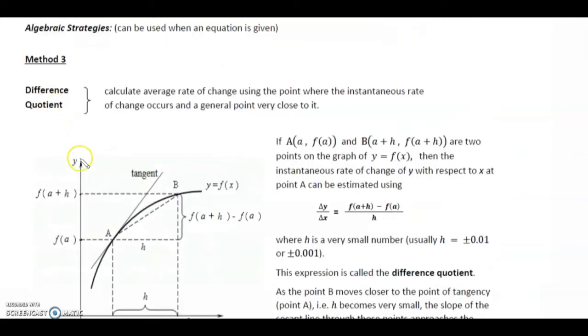Okay, now let's move on to algebraic strategies. This can be used when an equation is given. So, method 3, there's something called a difference quotient. Calculate the average rate of change using the point where the instantaneous rate of change occurs and a general point very close to it.